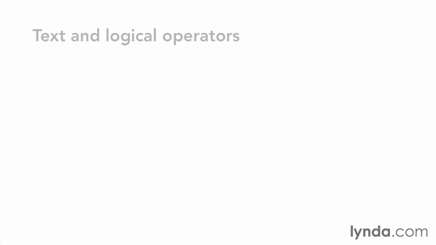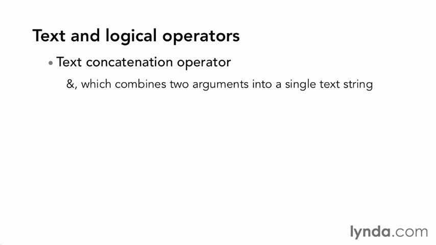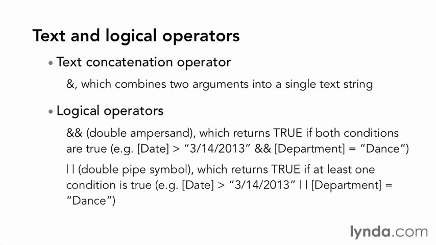The final group are the text and logical operators. The first operator is the ampersand, which combines two arguments into a single text string. The logical operators allow you to define a condition with more than one part. For example, you can use the double ampersand, which returns true if both conditions are true, so it's an AND condition. And the statement here, if the date is greater than, that is after, March 14, 2013, and the department equals dance, then that statement would evaluate to true.